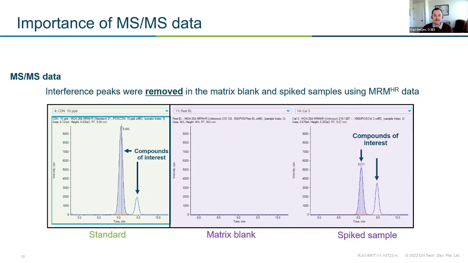But when we look at the MS/MS data, well, it did have a different structure. It didn't create a specific fragment that I know my standard creates. So now in my matrix blank, there's nothing there. But when I look at my spike sample, I have my two beautiful peaks. So that's one example of how we can use MS/MS data. That's super valuable. And we're going to show a couple more too.